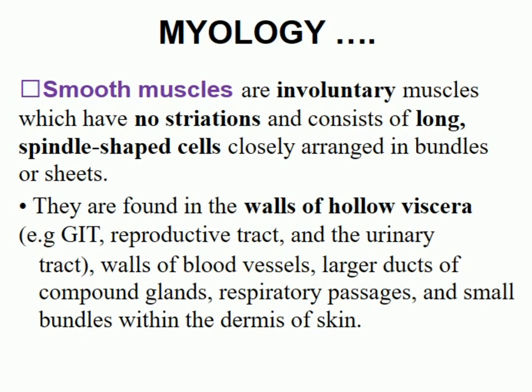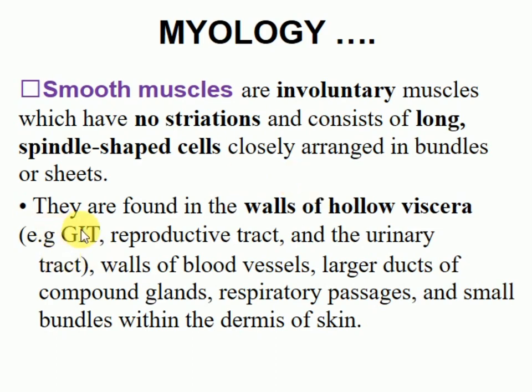And another type, we have smooth muscles, which are involuntary muscles which have no striations and consist of long spindle-shaped cells closely arranged in bundles or sheets. These words which are put in bold are very important to explain the structure of smooth muscle. They are found in the walls of hollow viscera. Viscera means body organs which are within the body. So for example, liver and kidney are viscera. Smooth muscles are found in the walls of hollow viscera, for example, intestines, esophagus, and things like that.